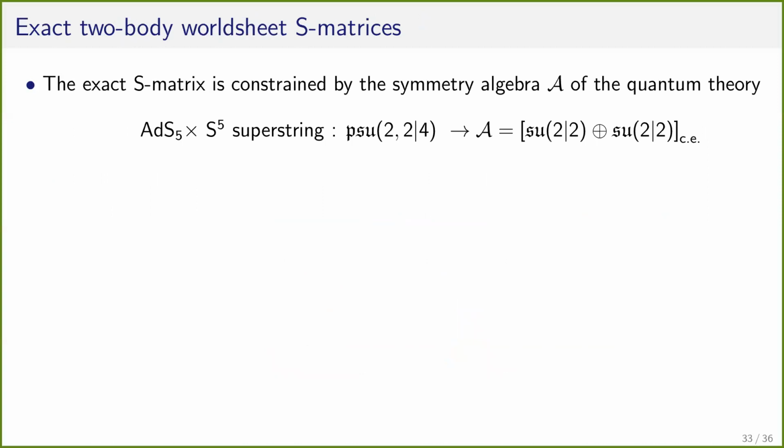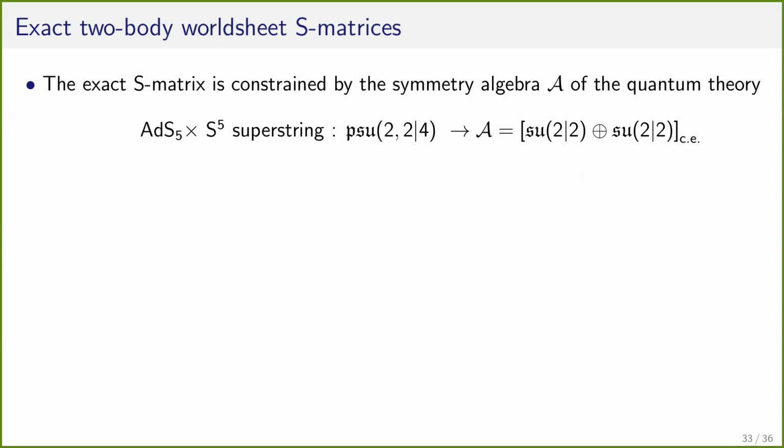So let's look now at the case of AdS5 × S5. As I told you, the exact S matrix is constrained by the symmetry of the theory. So here it's really the quantum theory that you should consider. In the case of the AdS5 × S5 superstring, you started with PSU(2,2|4). But when you go to the quantum theory, so also when you do this light cone gauge fixing, you end up with 2 copies of su(2|2) centrally extended. So this is the symmetry that you need to consider in order to constrain the S matrix.